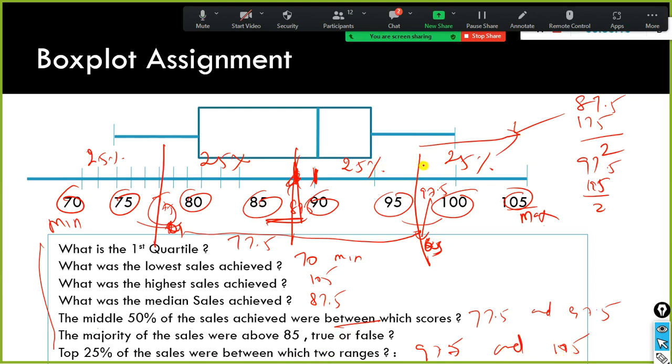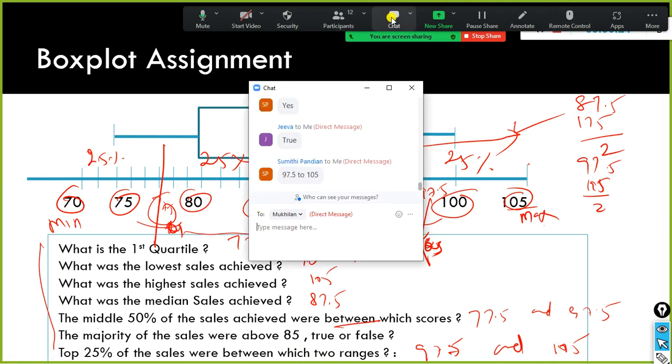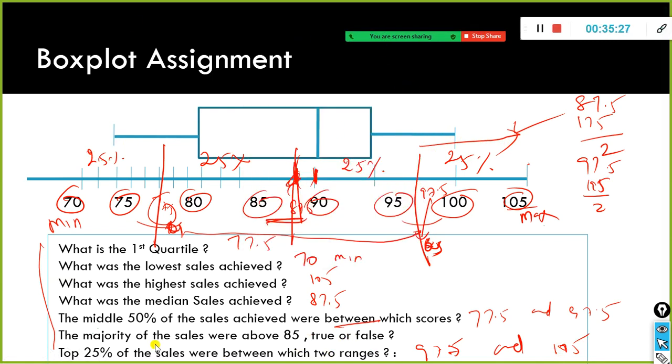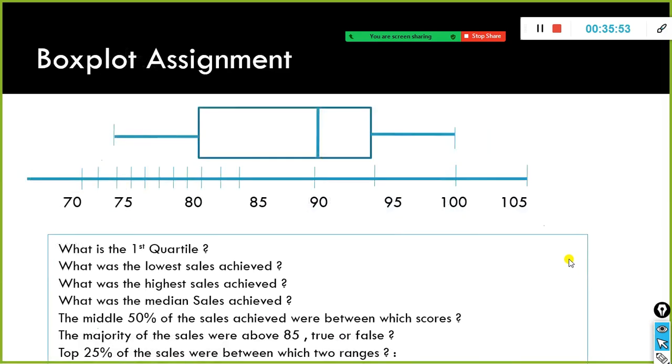So this is the bottom, this is the top. This is how you need to interpret them, and then you need to put the values. First quartile 77.5, lowest sales achieved 70, and highest sale you achieved is this one. So the lowest sale was 70 and highest sale is 105, and the middle 50% were between 77.5 and 97.5. This one tells you where the data lies, in which quarter the data value lies in.